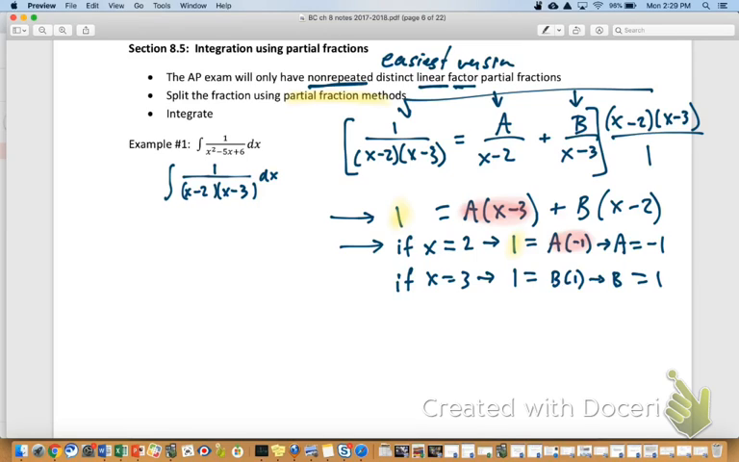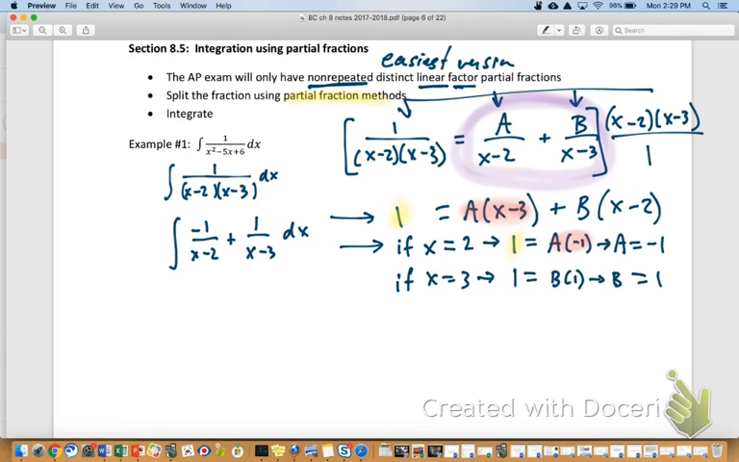Well, let me do this really quick. So this is going to be my key to rewriting this in a better way. I've gone through, I've plugged in some numbers, and I found out that a is -1 and b is 1. So what I can do then is come back over here and rewrite this with -1 in place of a. So it would be -1 over x minus 2 plus 1 over x minus 3 dx.